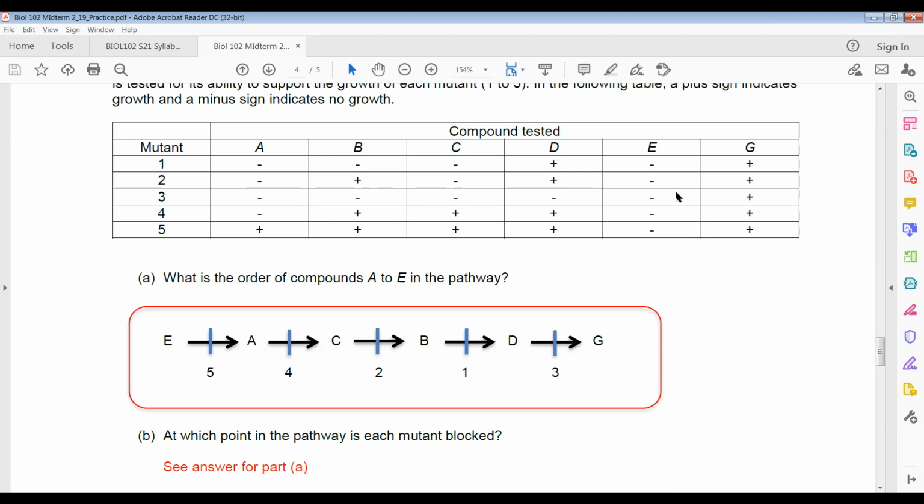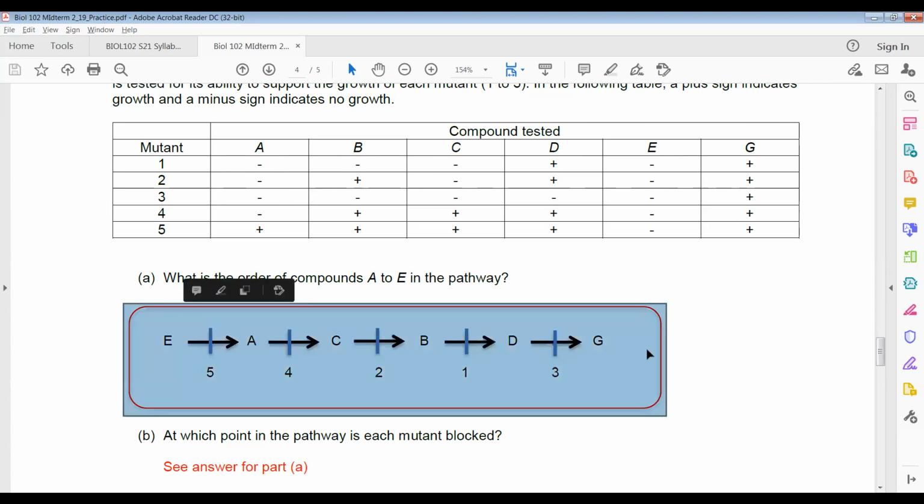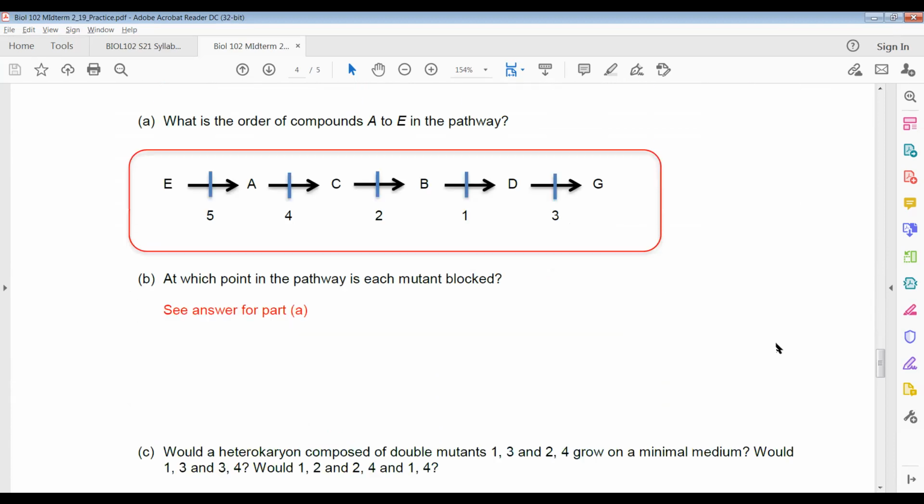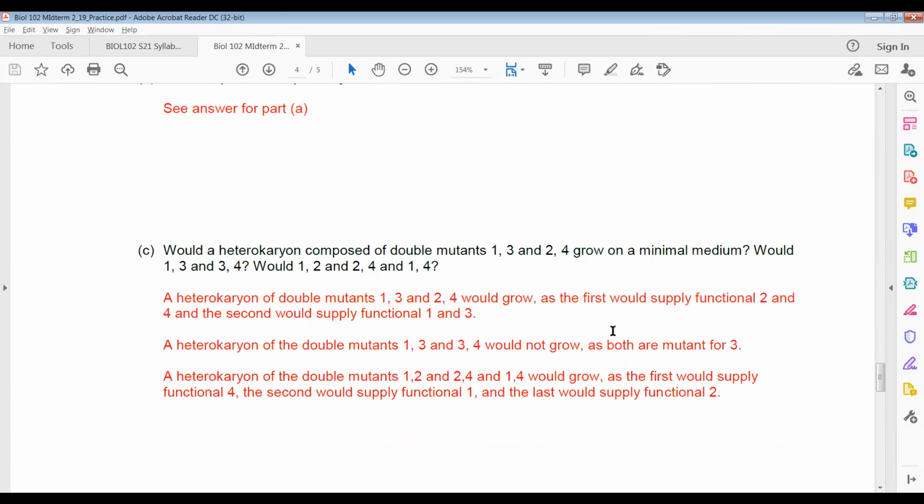So we need to reorganize this table a little bit, either the column or the row, so you can easily figure out the complete pathway for this. And all right, so this is the complementation test.